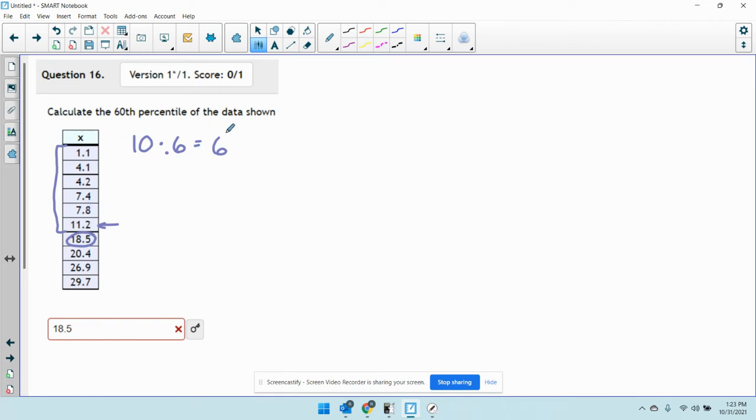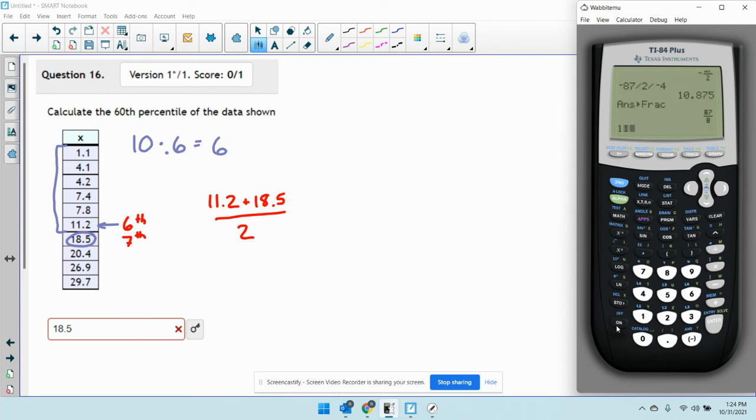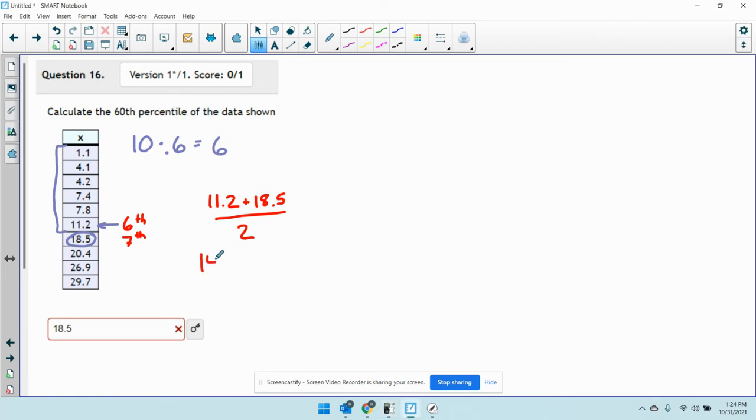So when you get a whole number answer for your locator, what the computer wants you to do is to average that locator position with the next locator position. So I'm going to average the sixth data value and the seventh data value. You're not wrong because 18.5 does cut off the bottom 60%, so I will give you credit for that. But in this particular case, they want a more precise answer. So what they're looking for is 11.2 plus 18.5 divided by 2, which gives us a value of 14.85. Okay.